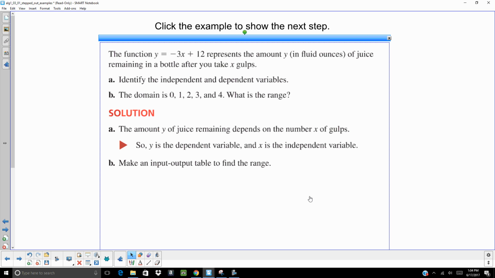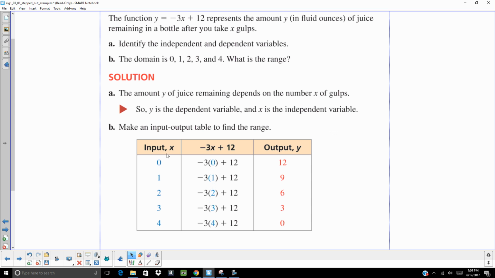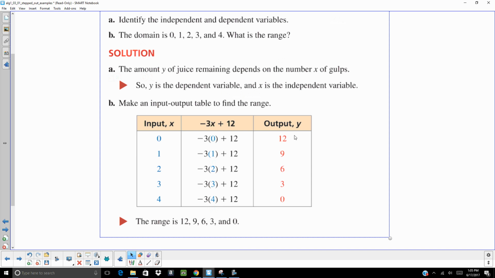So for part B, we're going to make an input-output table. A lot of times I refer to this as a T table or an XY table. Our x, here's our work, here's our output. So we started with 0 gulps. We have 12 ounces remaining. Take 1 gulp, you have 9 ounces remaining. 2 gulps, you have 6 ounces remaining. 3 gulps, you have 3 ounces remaining. 4 gulps, you drank it all. So my range is 12, 9, 6, 3, and 0.